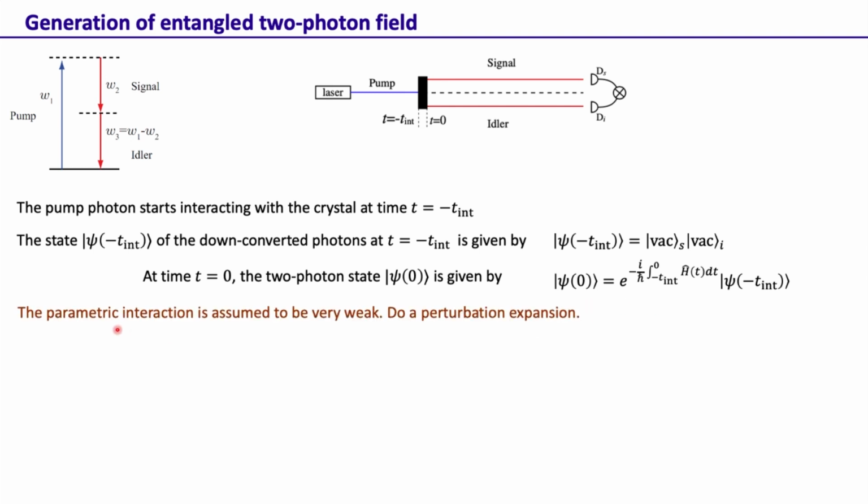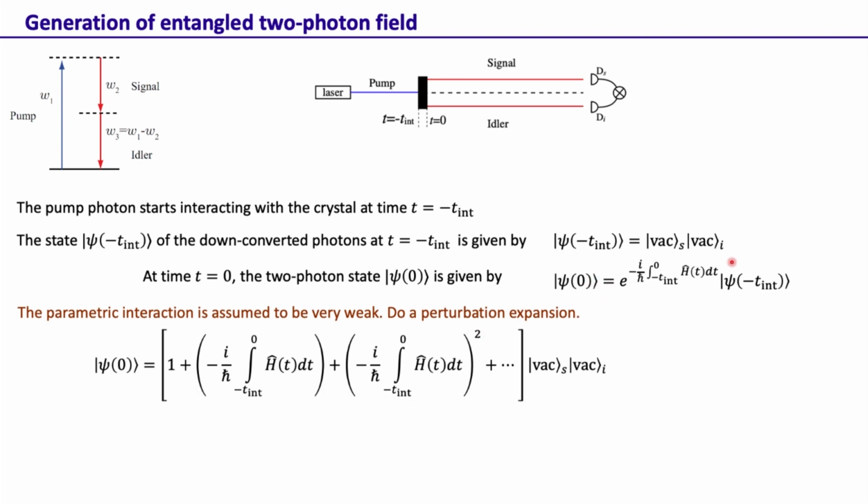Okay, now since parametric down conversion is a very weak process, we will see that for every 10 to the 9 photons we will have one pair of signal idler get down converted. So this process is actually quite weak, and so we can do a perturbative expansion of this expression. If we do a perturbative expansion, what we have is 1 plus this term, that is minus i over h bar integral H(t), and then plus the square of this term, minus i over h bar integral H(t), acting on this vacuum signal vacuum idler.